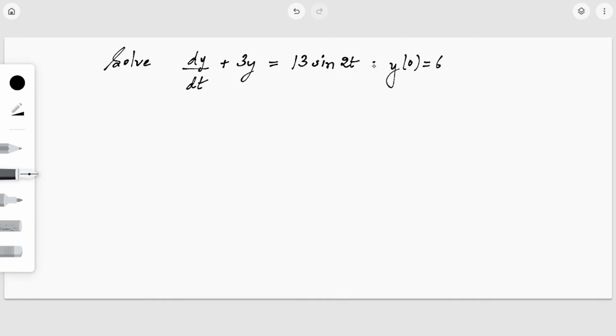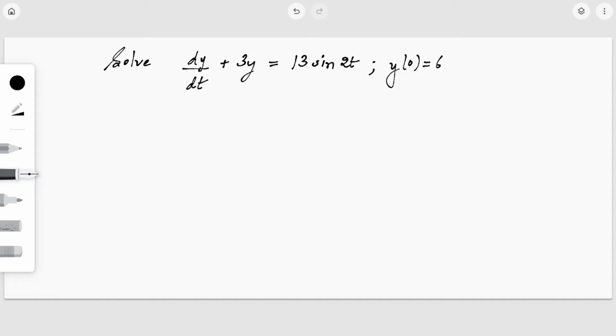So this is actually an initial value problem, because the initial value is given to us, and also this is in a very familiar form, dy by dt plus P y is equal to Q, here P of t, instead of x we have t, so P of t is 3 and Q of t is 13 sine 2t. So we know how to solve this by using the integrating factor method, but I'll show how to solve this with the help of Laplace transform.